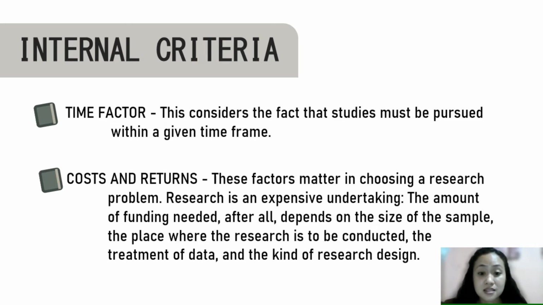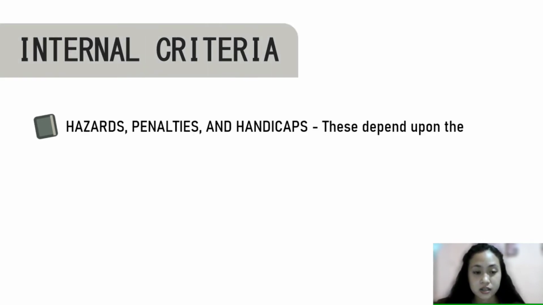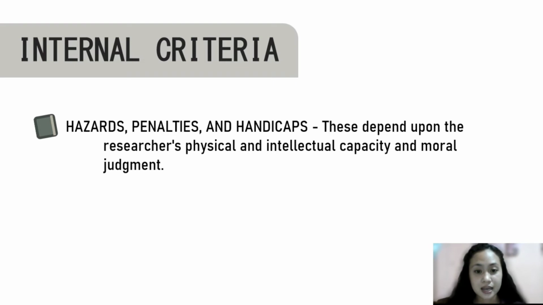These factors matter in choosing a research problem. Research is an expensive undertaking, so the amount of funding needed depends on the size of the sample, the place where the research is to be conducted, the treatment of data, and the kind of research design. And then lastly, for the internal criteria is the hazards, penalties, and handicaps. This depends upon the researcher's physical and intellectual capacity and moral judgment.